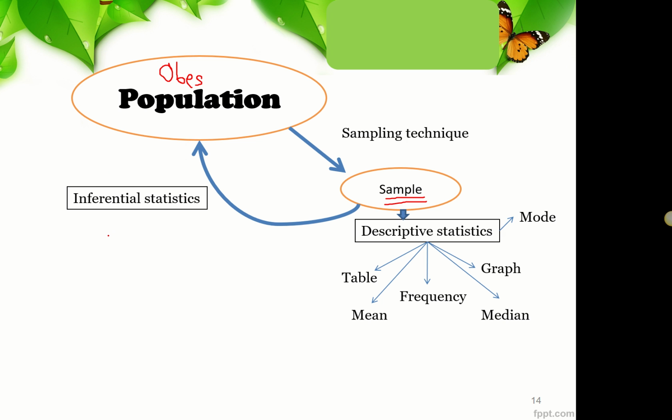For inferential statistics, there are two: either you are doing estimation, where we estimate the population, or the hypothesis testing procedure. So there are two types that we do for inferential statistics. This is what you will go through in statistics.